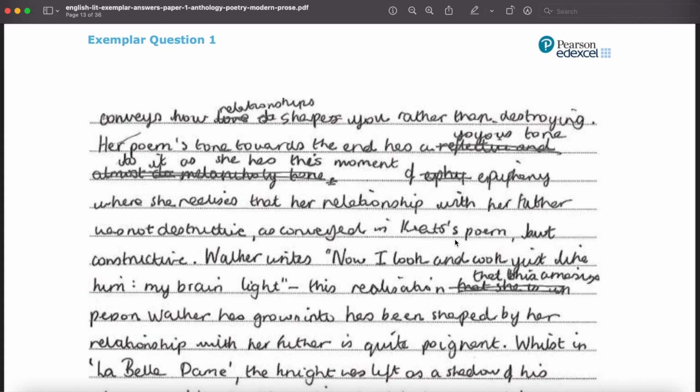Okay, so another comparison again. How is the comparison made? Her poem has a joyous tone, while Keats' poem had a destructive tone. Okay, so what is the student trying to say here? In Alice Walker's poem "Poem at 39", the relationship is viewed as something joyous, and towards the end, the narrator of the poem realizes that her father actually had a constructive relationship, not a destructive one. So once again, immediately the student has shown a comparison between both poems without waffling around.